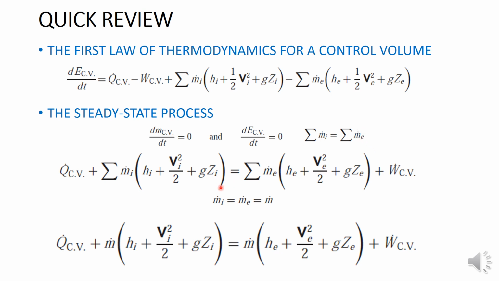And based on that, the first law equation reduces to this form: Q dot CV plus summation of all mass flow rates at the inlet into the bracket terms is equal to summation of all mass flow rates at the exit, the bracket terms, plus work flow rate of the control volume. Now, for a single mass flow in and mass flow out, we have m_i dot equal to m_e dot equal to m dot, and the equation finally reduces to this particular form.